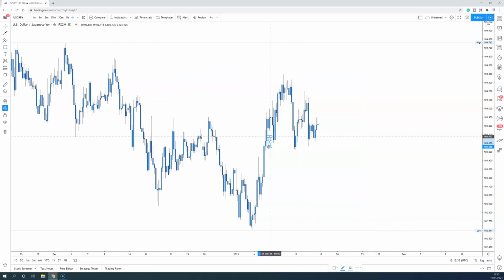Now we can clearly see that the structure has been ranging, so we've neither broken to the upside or downside last week. I personally would like to see a break either to the upside or downside with the structure of this market. If I was to choose a directional bias, I probably would go for sells more than anything. And the only reason why I'd say sells is because I can see the structure of the market is making lower lows and lower highs.